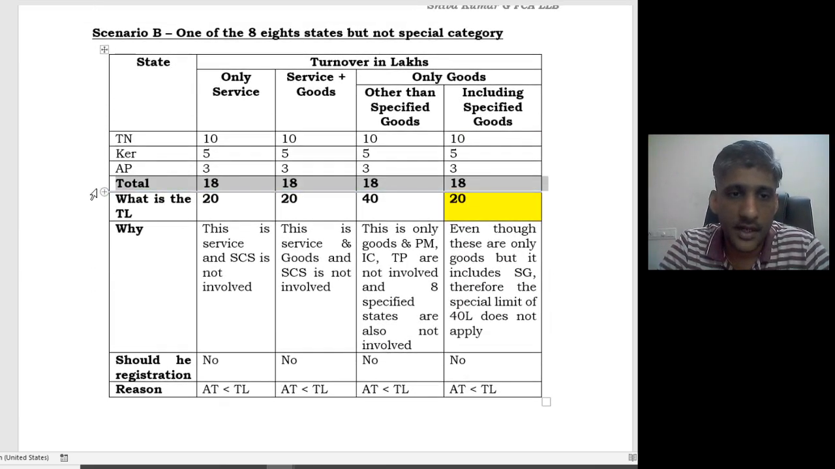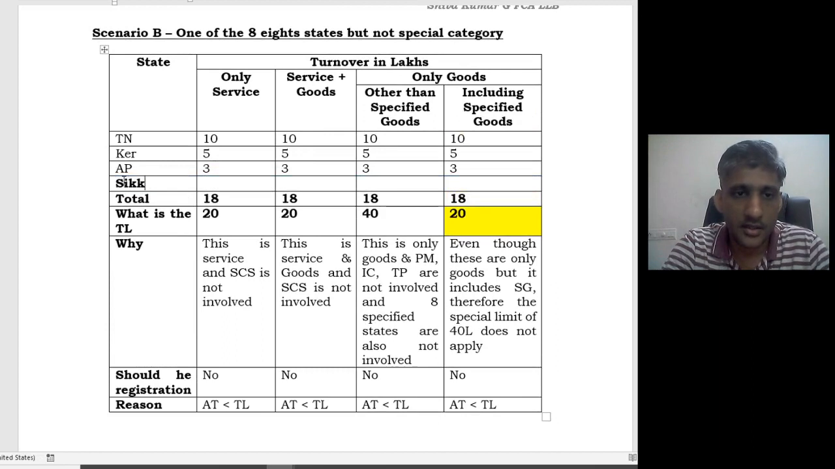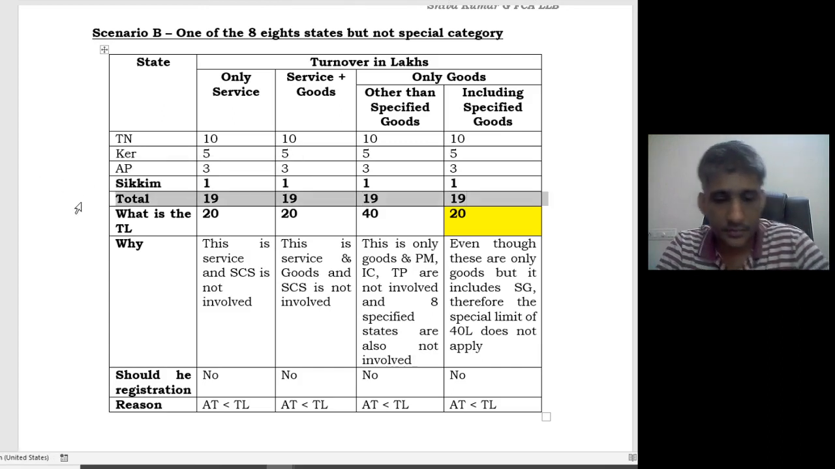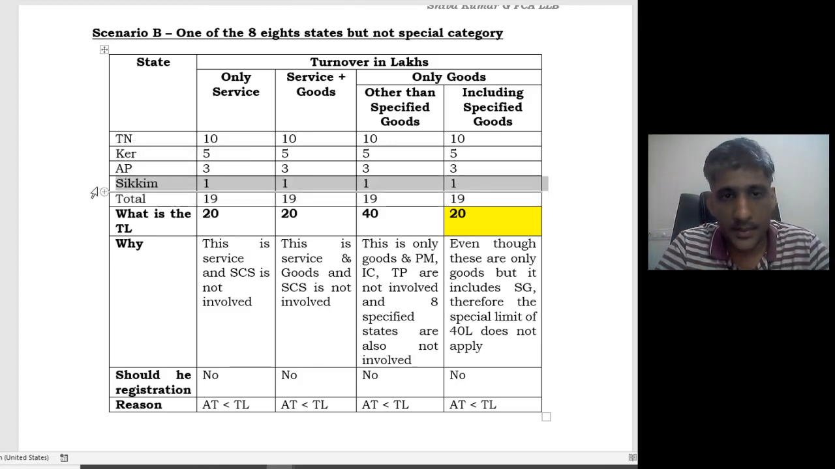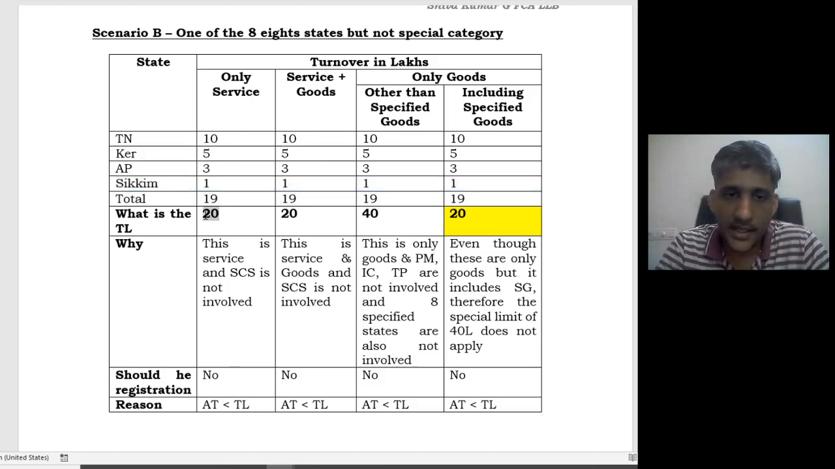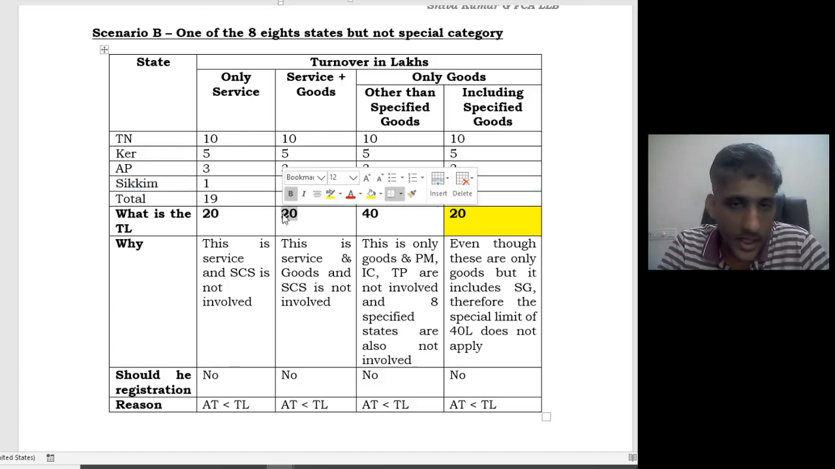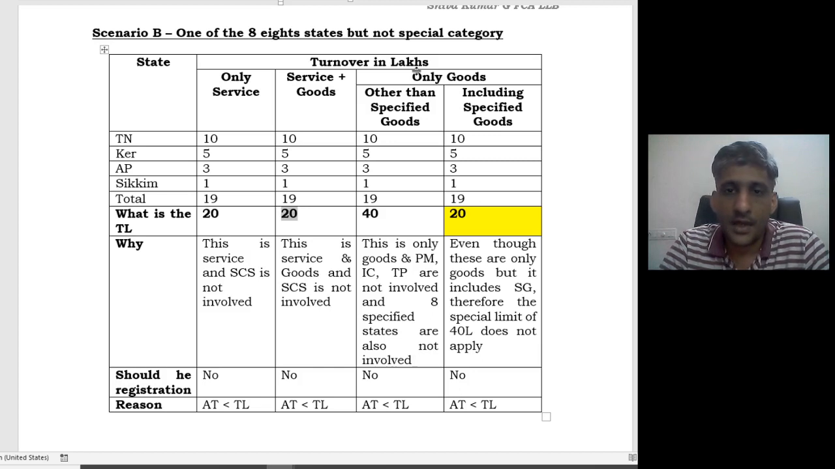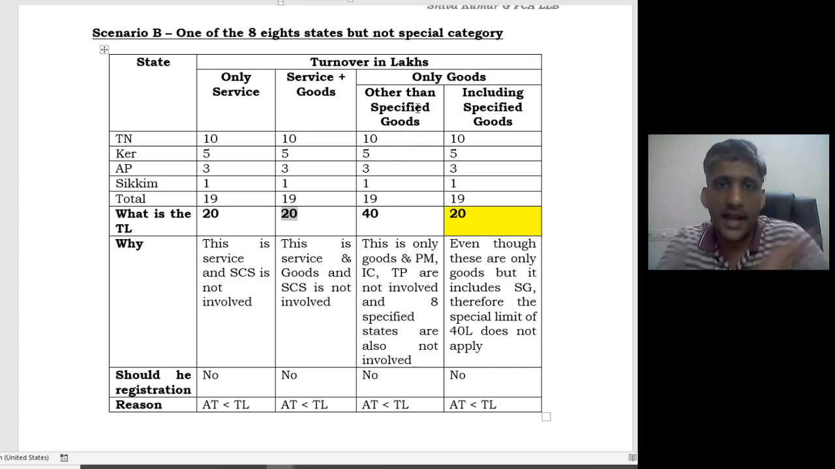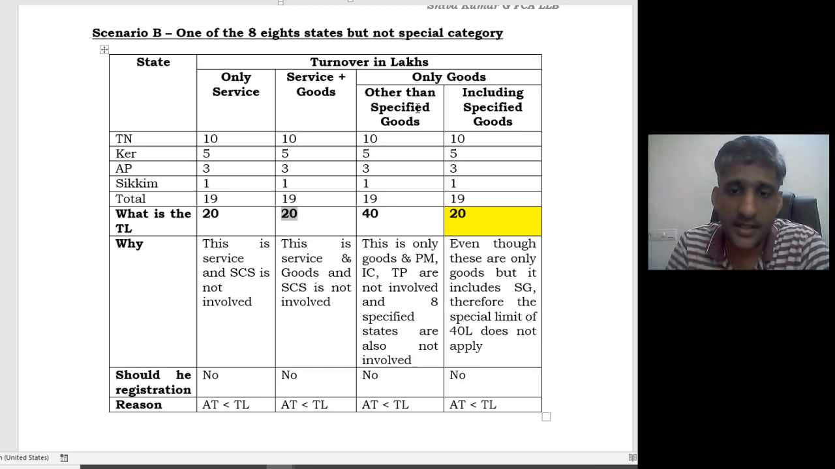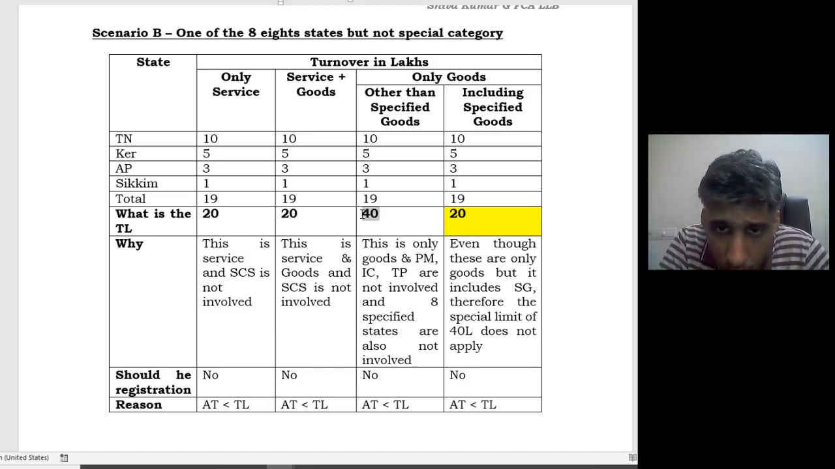Okay, so we will insert one thing here. Call it Sikkim. Let's put 1, 1, 1, 1. So total will become 19, 19, 19, and 19. Now, what is the turnover limit? The turnover limit for only service again is 20. Service plus goods again it's 20. There's no change here. Then other than specified goods, if it is only goods, no tobacco, no pan masala, no ice creams, then what will be the scenario? Then it is 20 lakhs.